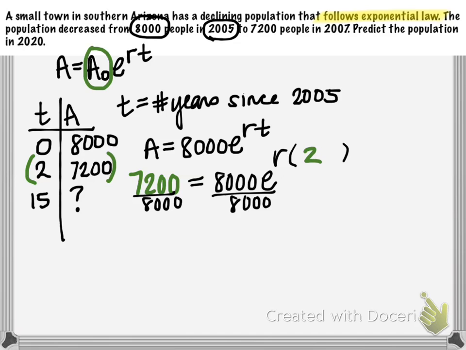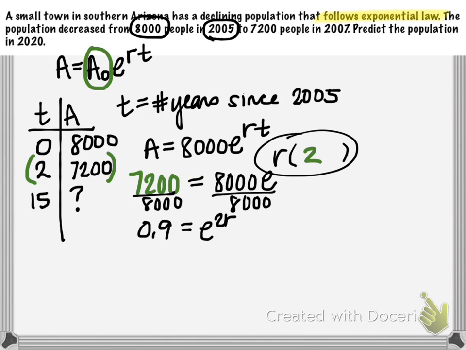So we need to divide both sides by 8,000 so that we can isolate the exponential quantity. I'll let you put in 7,200 divided by 8,000 in your calculator. You want to always leave this as an exact fraction or an exact decimal. And in this case, it does work out to an exact decimal of 0.9. And then I'm going to reorder r times 2 as 2r.